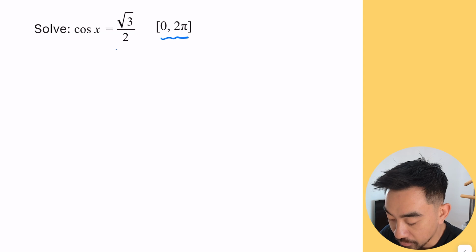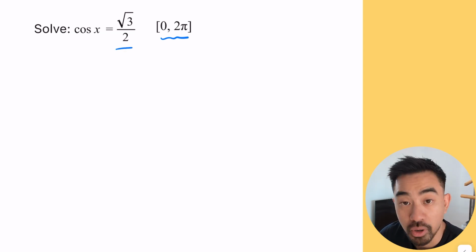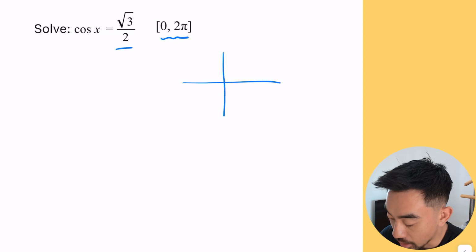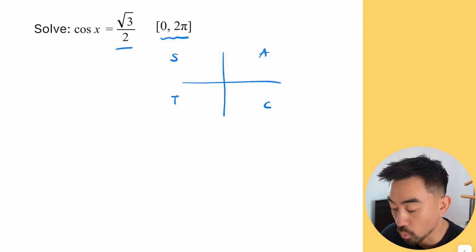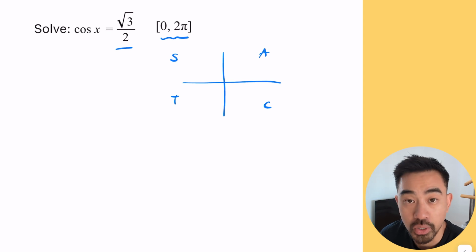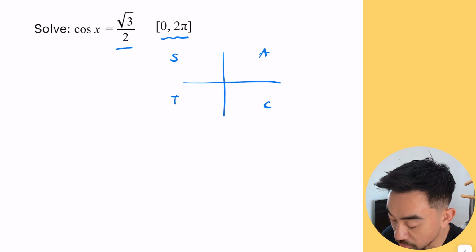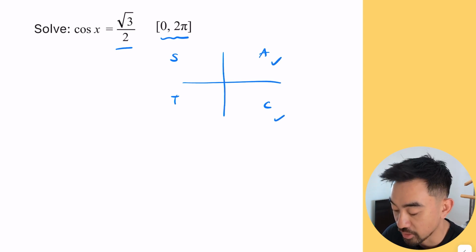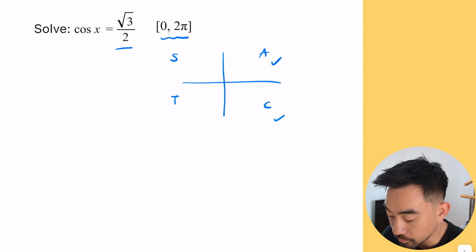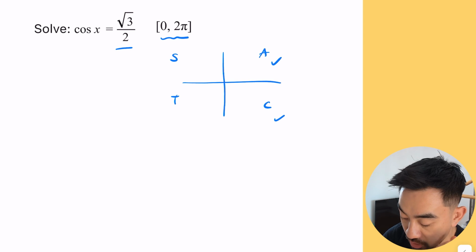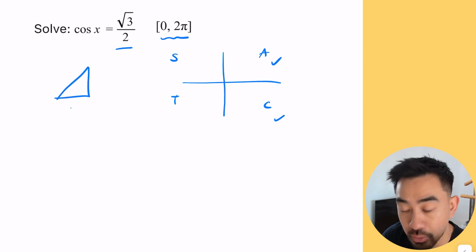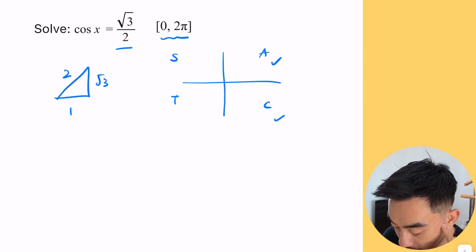Now straight away, I can see that cos is equal to a positive number. So I'm going to draw out my all stations to central and check which quadrants cos is positive in. So cos is positive in the first, because that's all, and obviously in the cos quadrant. So I tick those to start off with. Now, when I see the numbers root 3 and 2, automatically I should think of my exact value triangles, like this.